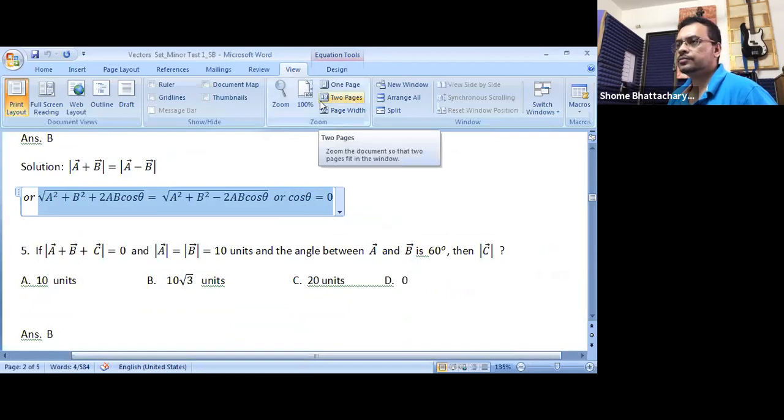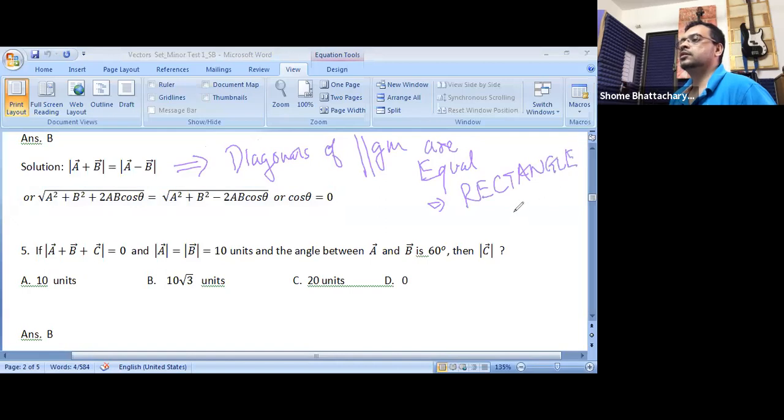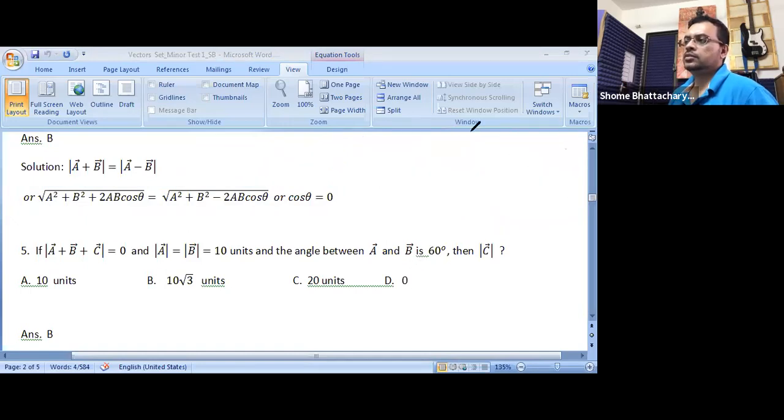That this means that the diagonals of the parallelogram are equal. So that means it's a rectangle. Okay. So theta must be equal to 90 degrees. Only that type of parallelogram has the property that diagonals are equal. Okay, let's move on to the next one.